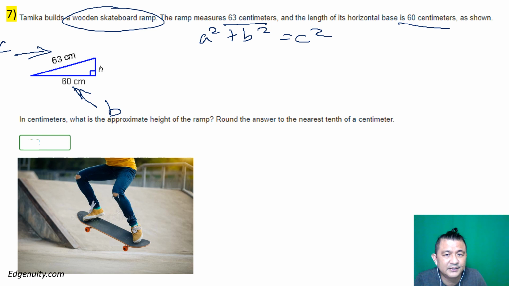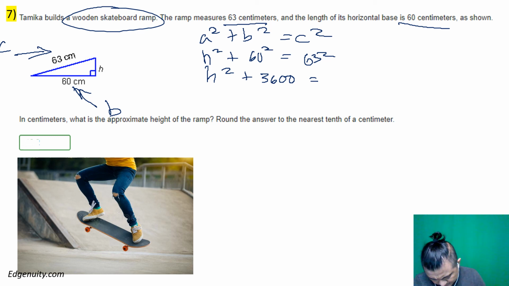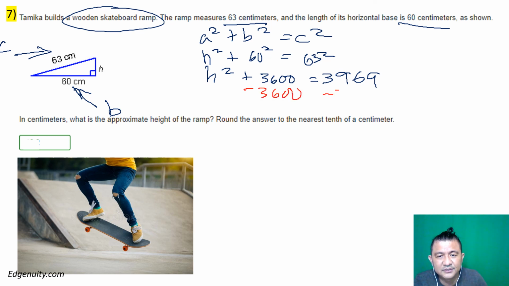All right, let's plug it in. My A is missing, but the A is called H. H squared. My B is the 60 squared. My C is the 63 squared. So H squared is equal to 6 times 6, 36, plus the 2 zeros. 63 times 63 gives me 3969. Are we good so far? Yes, I need to get rid of the 3,600. 3,600 minus 3,600, that cancels out.